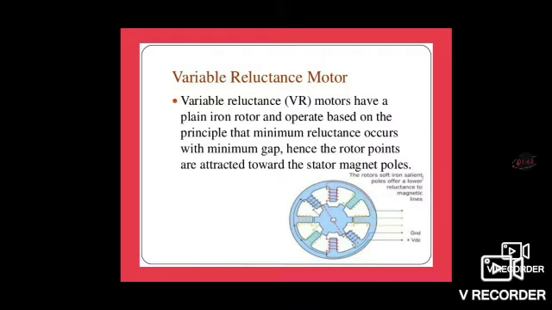Let us see the variable reluctance motor. The variable reluctance motor, that is VR motor, has a plain iron rotor. See the diagram. It operates based on the principle that minimum reluctance occurs with minimum gap. Hence the rotor points are attracted towards the stator magnetic poles. In the variable reluctance motor, the rotor soft iron, that is salient poles, offers a lower reluctance to magnetic flux.